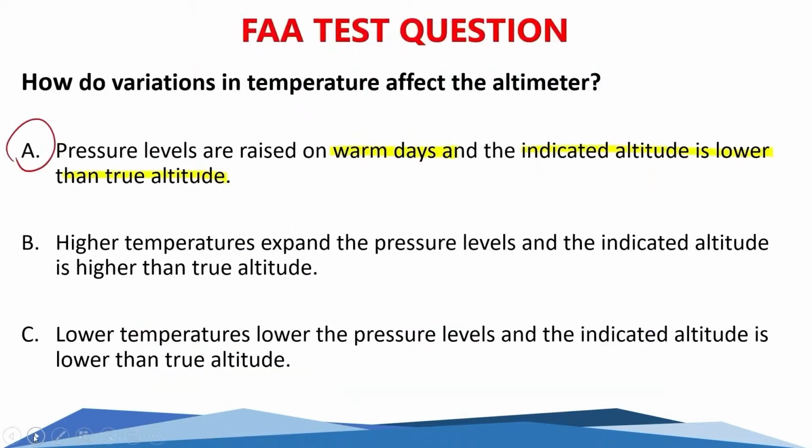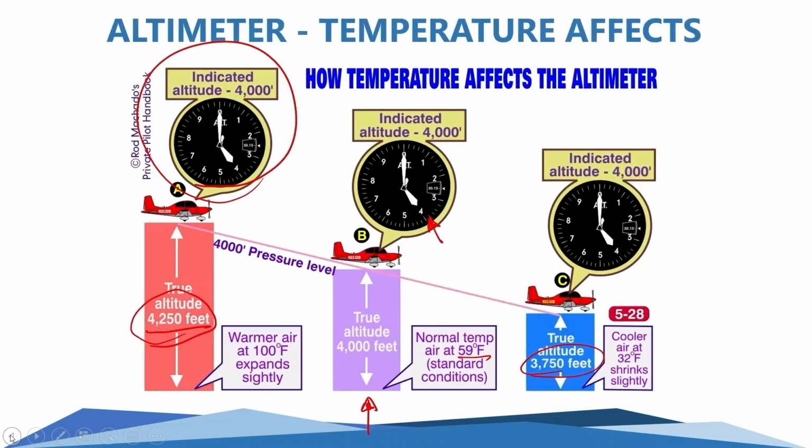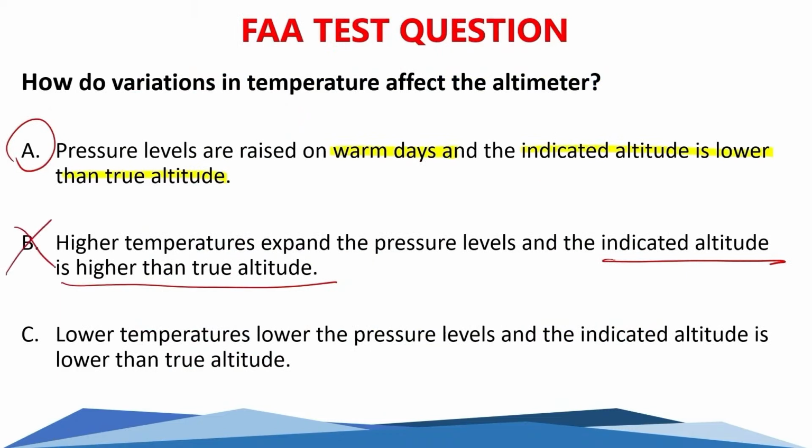If we look at B here with the higher temperatures, this one is saying the indicated altitude is higher than the true altitude, okay? And that's not true because the indicated is 4,000 and we have our true altitude of 4,250, and indicated is not higher than true, so B is going to be incorrect.